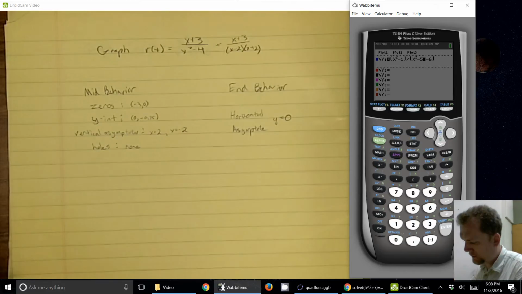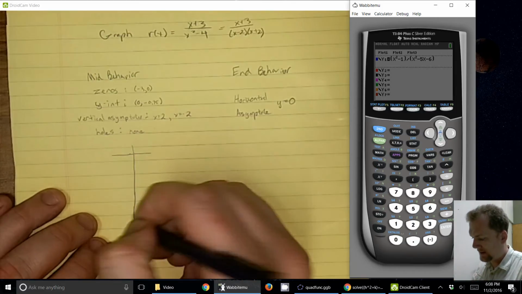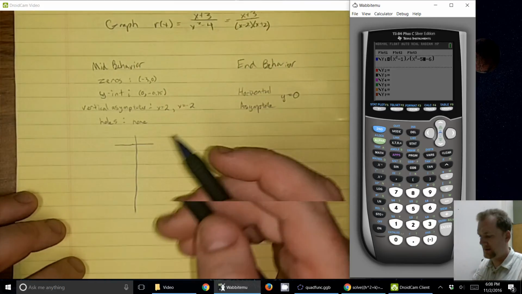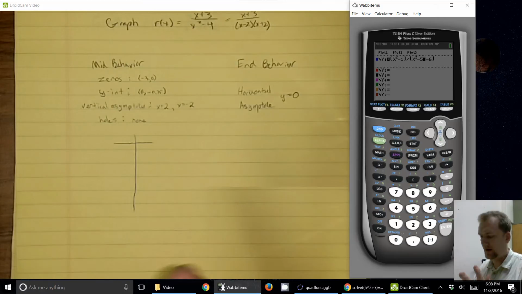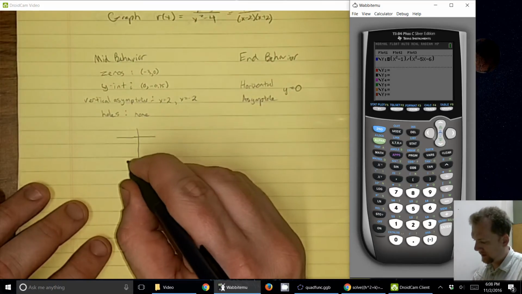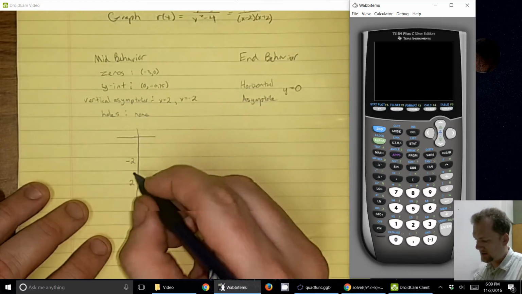So now you set your table of values up. You try to be smart about it. You know that the vertical asymptotes show you where everything is happening. They're like the center of it, kind of. So I'm going to put them in here, in the middle. And then our y-intercept is directly in between them.